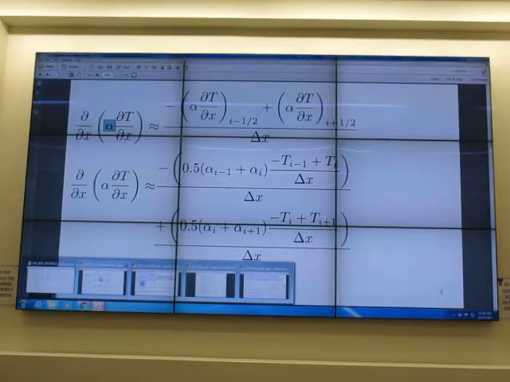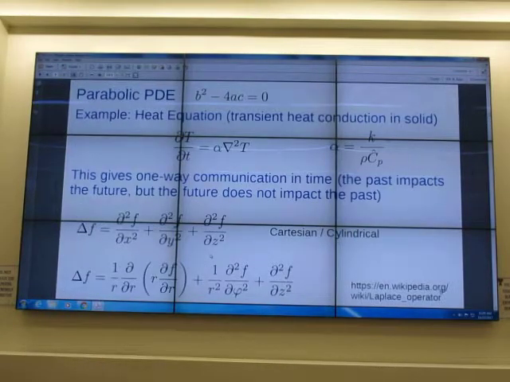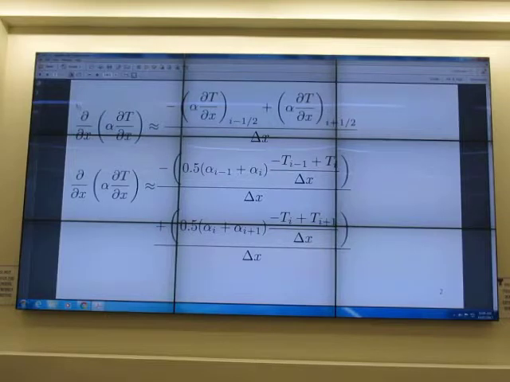What's alpha? We use it as k over rho Cp, right? We can take alpha out only for the case where the material property is constant. If alpha changes with x, then we cannot take alpha out of the partial derivative. So you will have this instead: d by dx of alpha multiplied by dT by dx. Good? So if we don't have constant alpha, we have this.